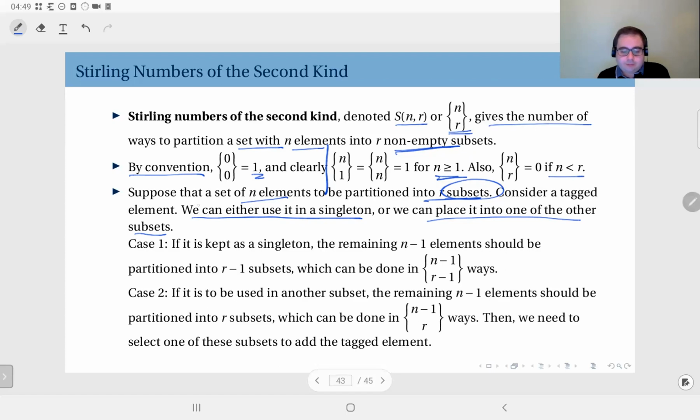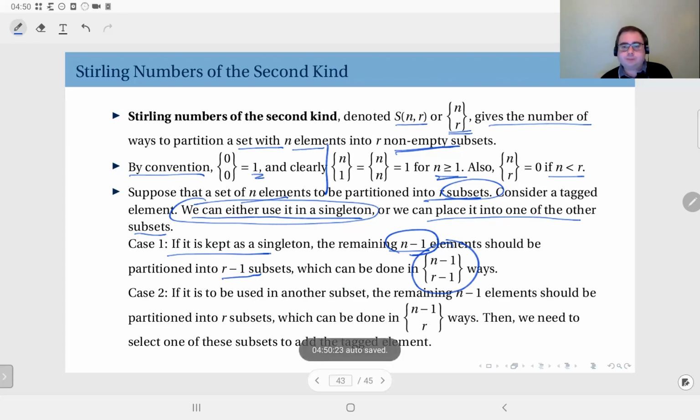In the first case, if we want to use it as a singleton, the remaining n minus 1 elements should be partitioned into r minus 1 subsets, because one subset is going to be that singleton. So the remaining n minus 1 should be formed into a partition of r minus 1 non-empty subsets, which by our definition should be done in this many ways: n minus 1 subset r minus 1. So I'm selecting n minus 1 elements and forming partitions with r minus 1 non-empty subsets.